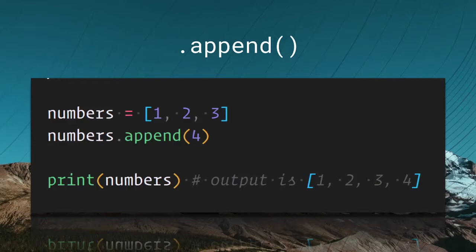Append adds an item to the end of the list. So here's our numbers list of 1, 2, 3. When we append the number 4, now you can see that our numbers list has 4 elements in it: 1, 2, 3, and 4.